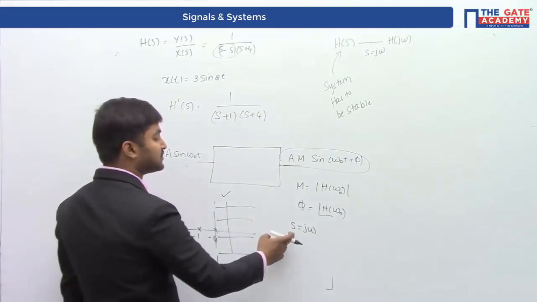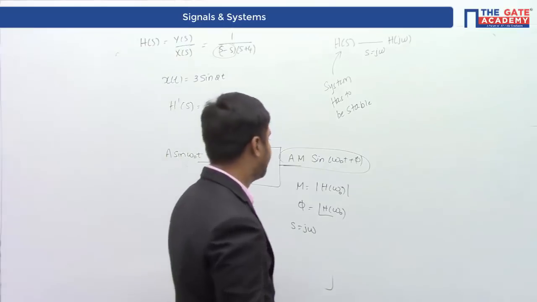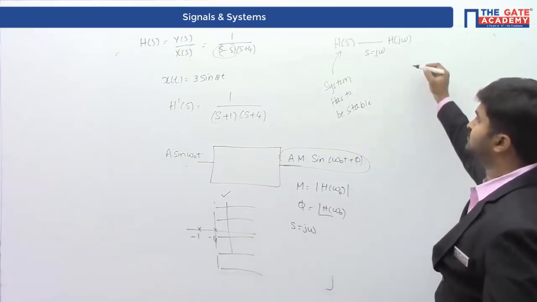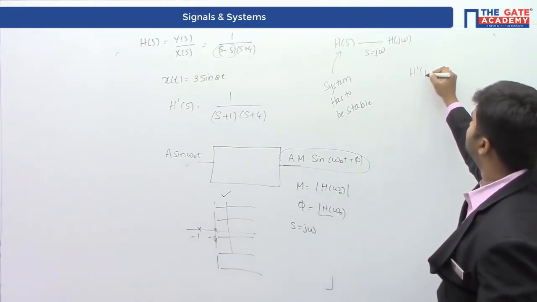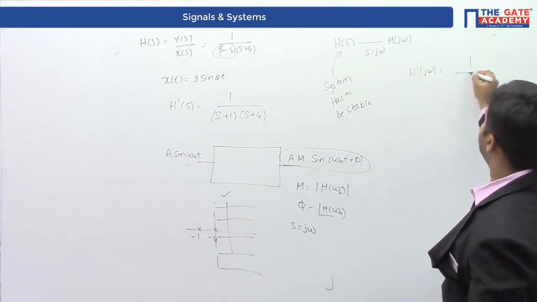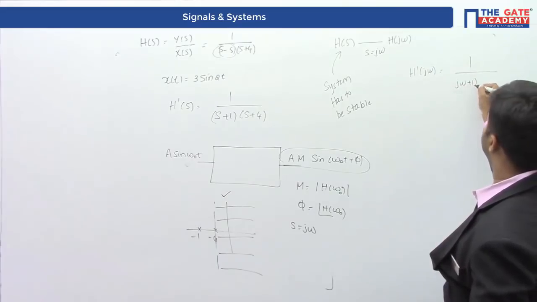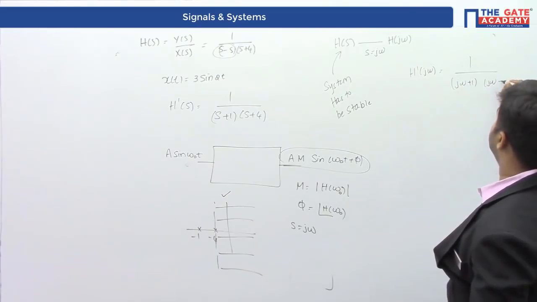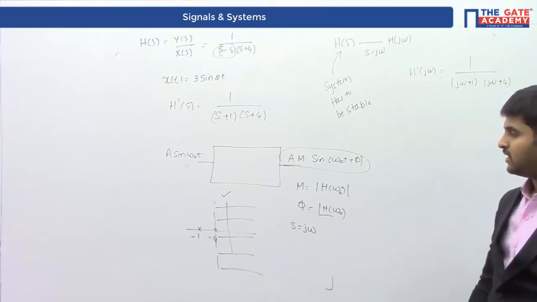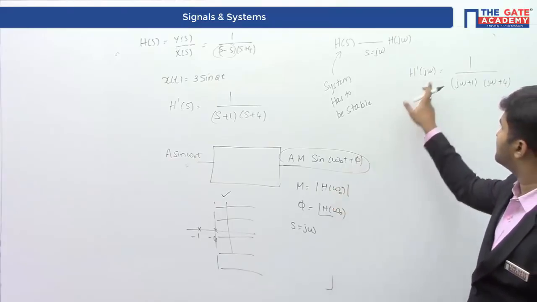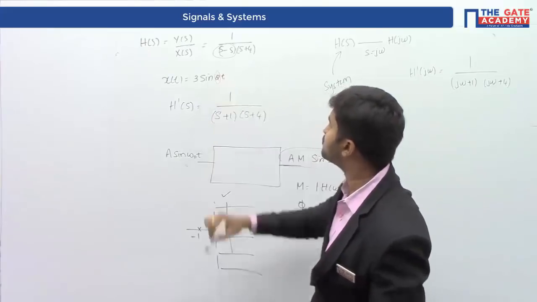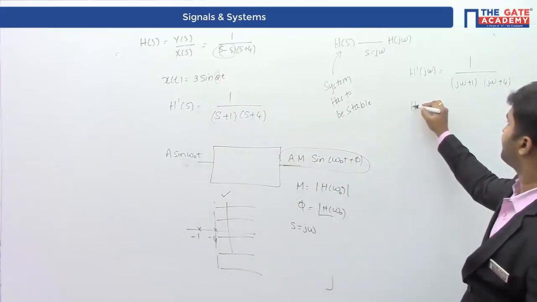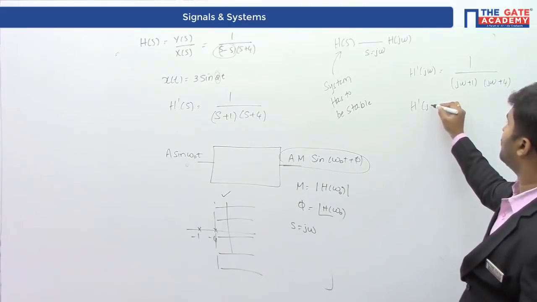So when I replace s with j omega, what am I going to have? I'll have H of j omega, which is 1 by (j omega plus 1)(j omega plus 4). Now I will replace omega with omega naught. What is omega naught? The input frequency is going to be 2.